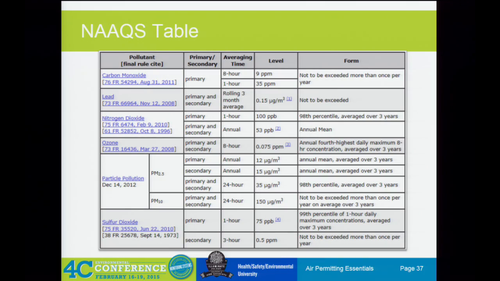So looking at this table, yes? They're talking about ozone now, aren't they? Yes. I'll get into that in a second.